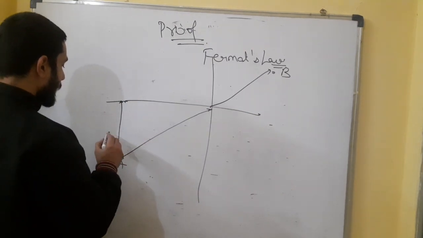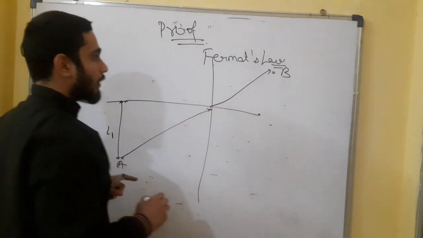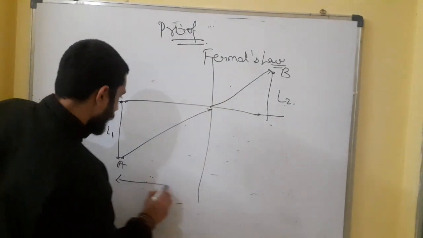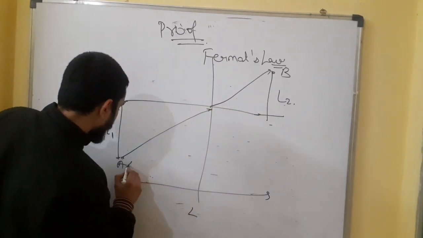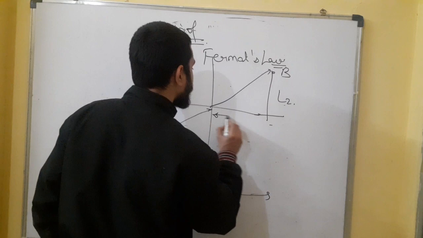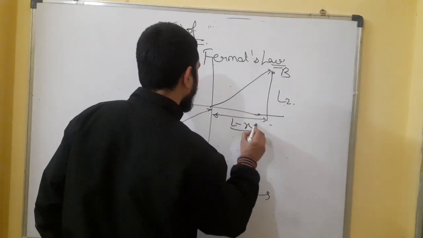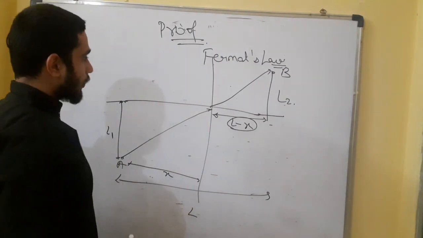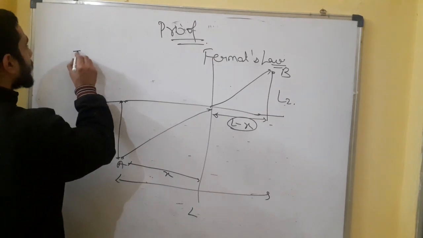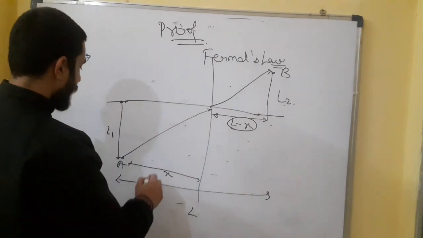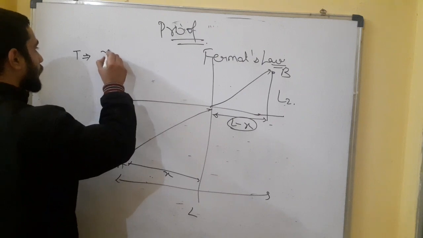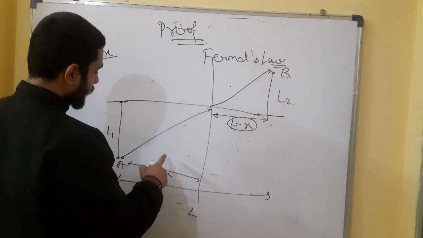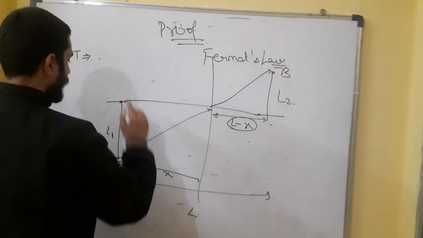Suppose that this distance is L1 and this distance is L2, and suppose that this whole distance is L. So suppose that this is X and this is L minus X. Okay, so we will be writing the time taken by the wave: time is distance upon speed. This is a distance X and this is L.